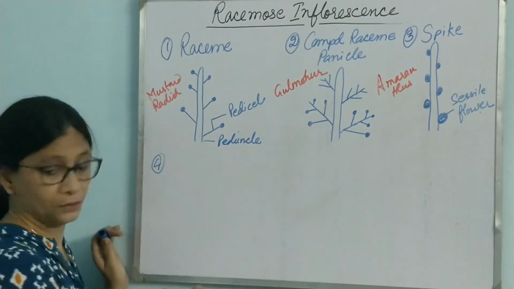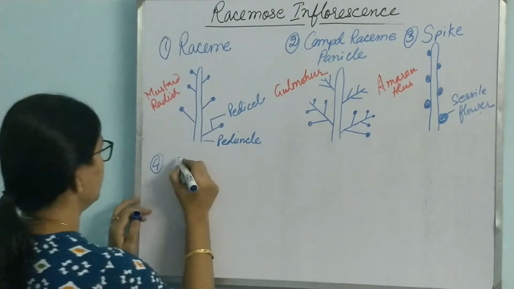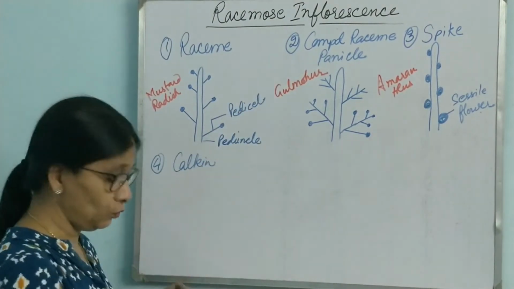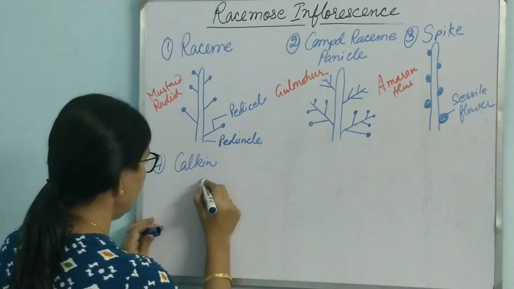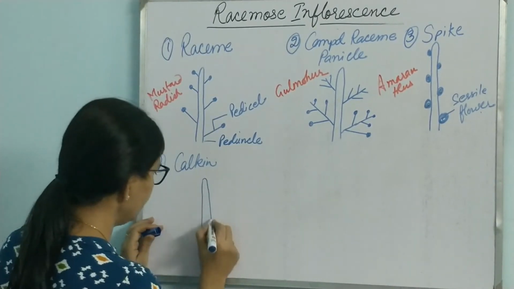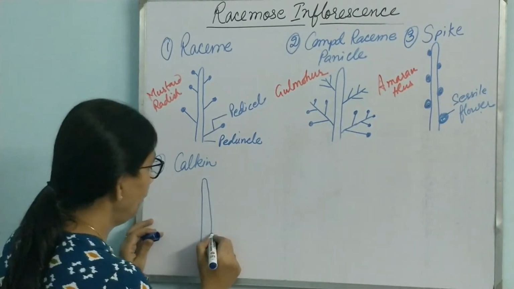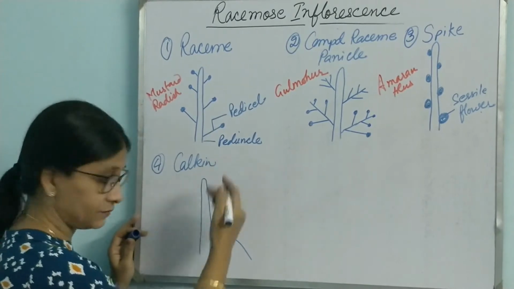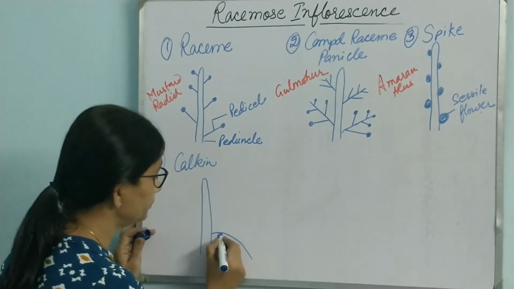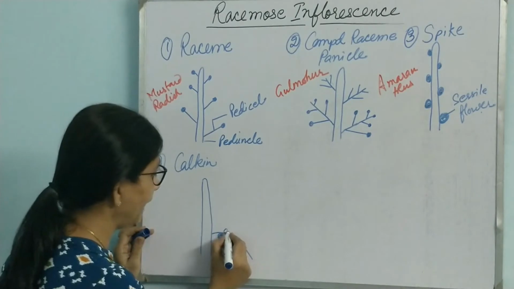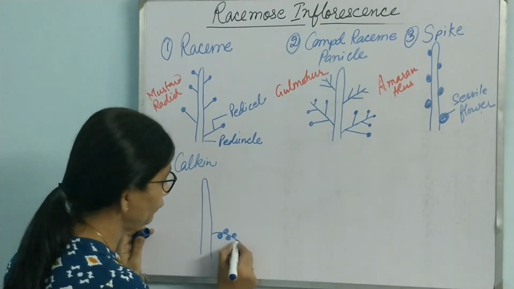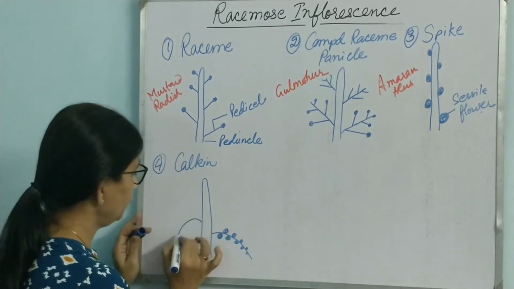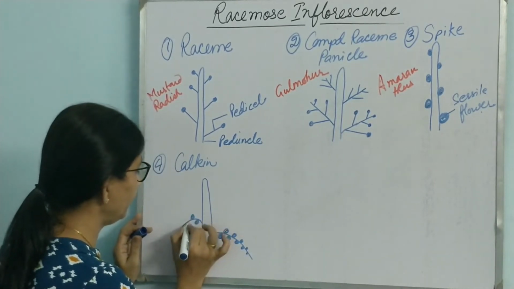Now the fourth type is known as catkin. Now catkin is nothing but compound spike. Let us see how. So here also we have an elongated peduncle. But what happens? It is a compound spike. So there are spikes here, and the weight of the spike makes it hang. The inflorescence hangs down like a pendulum. So again here also they will follow acropetal development.